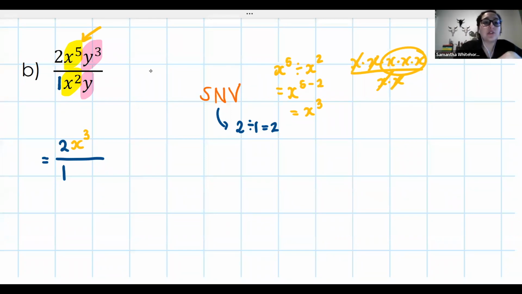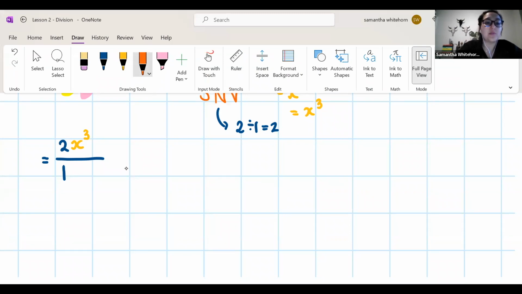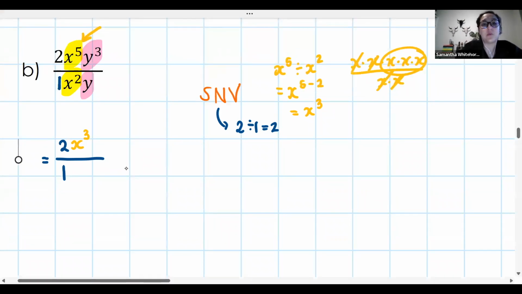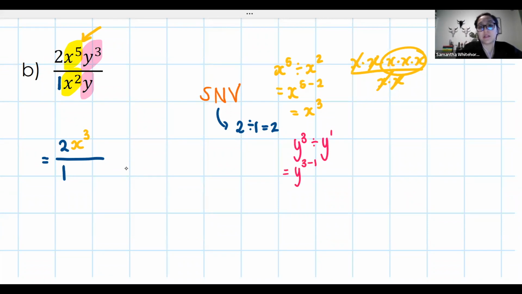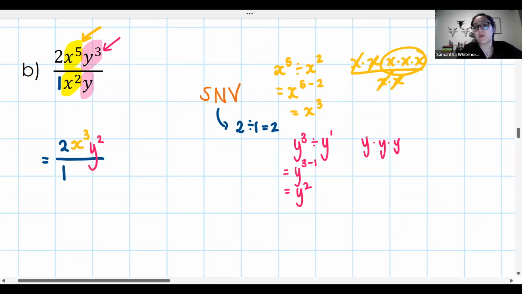Then we move on to those y's. So when we look at the y's, we've got y cubed divided by y. Now remember that y has an exponent of 1. So if we're going to apply our law, we've got y to the power 3 minus 1, which is y squared. My biggest exponent of y was in the numerator, so that's where my leftovers go. If you want to think of the expansion side of this, y times y times y divided by y, my leftovers are in the numerator. That's where the y squared needs to go.